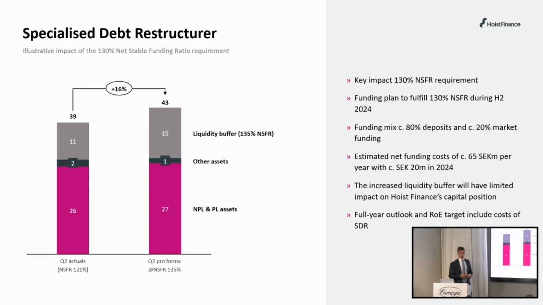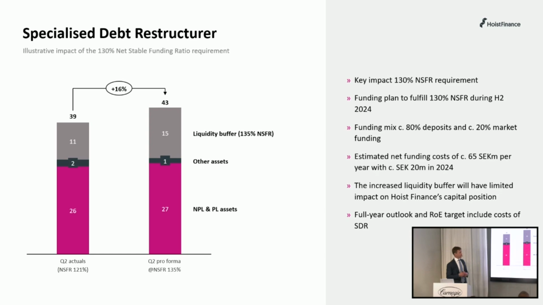The increased liquidity buffer will draw some capital. It's very limited because it's very high quality paper. As I mentioned before in the liquidity portfolio risk, we will maintain high quality, highly liquid paper, so sovereign bonds, municipals, that sort of paper in this portfolio. Just to repeat what I said in the Q2 report as well.